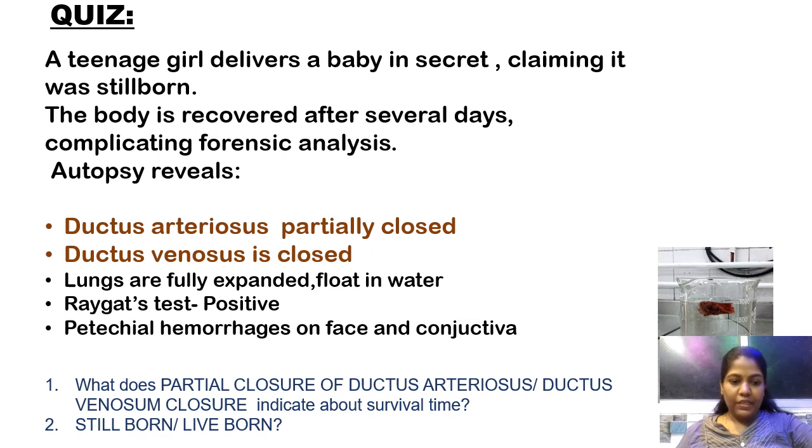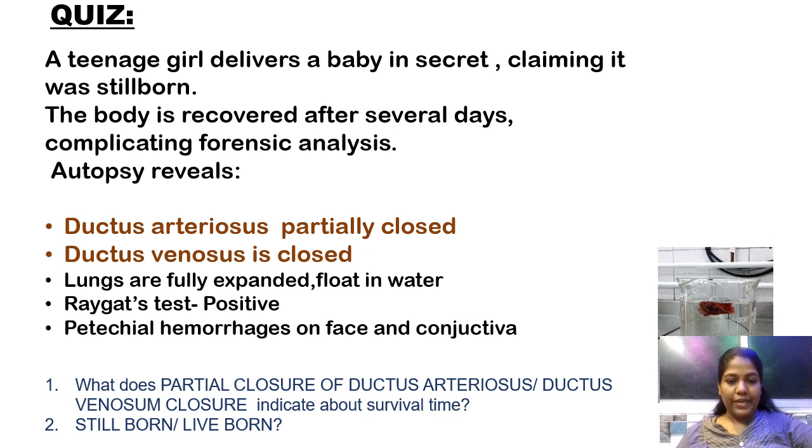So far we learned about the fetal circulation and the timeline, how the shunt closure occurs. Let's sort out this quiz. A teenage girl delivers a baby in secret, claiming it was stillborn. The body is recovered after several days, complicating forensic analysis. Autopsy reveals ductus arteriosus, which is partially closed. Ductus venosus is closed. Lungs are fully expanded and float in water.